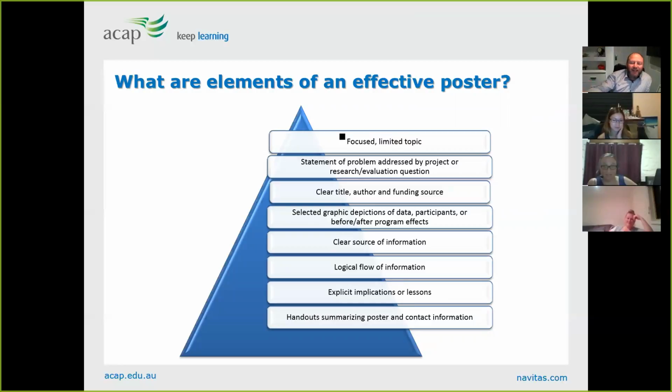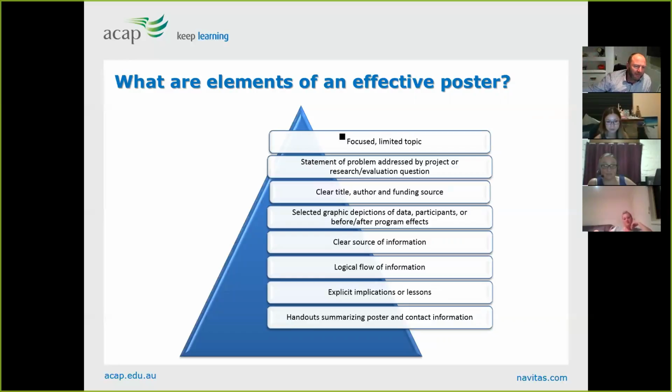So within that, what do we need? We'll start from the bottom. We need handouts, summarising poster and contact information, explicit implications or lessons, a logical flow of information, clear source of information, selected graphic depictions, clear title, author and funding source. I don't know about the funding source. Might be, actually, yeah, you do need the funding source.